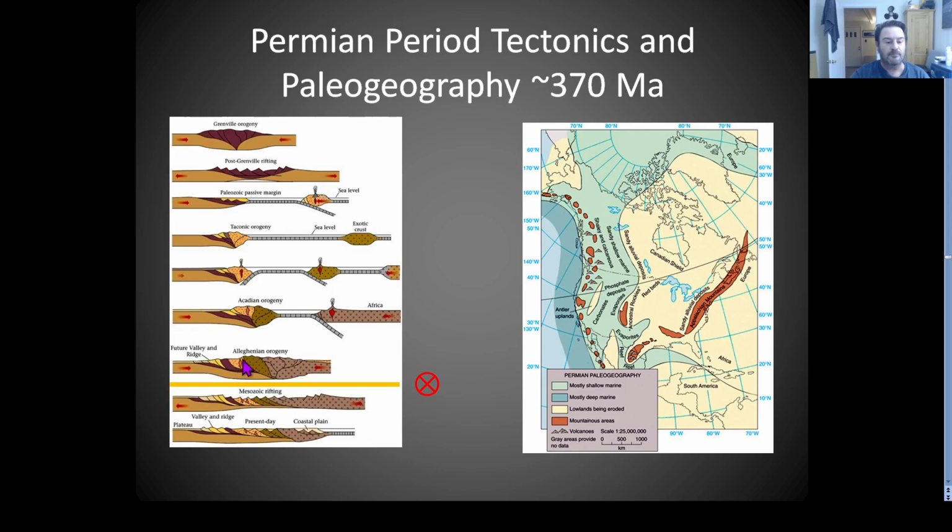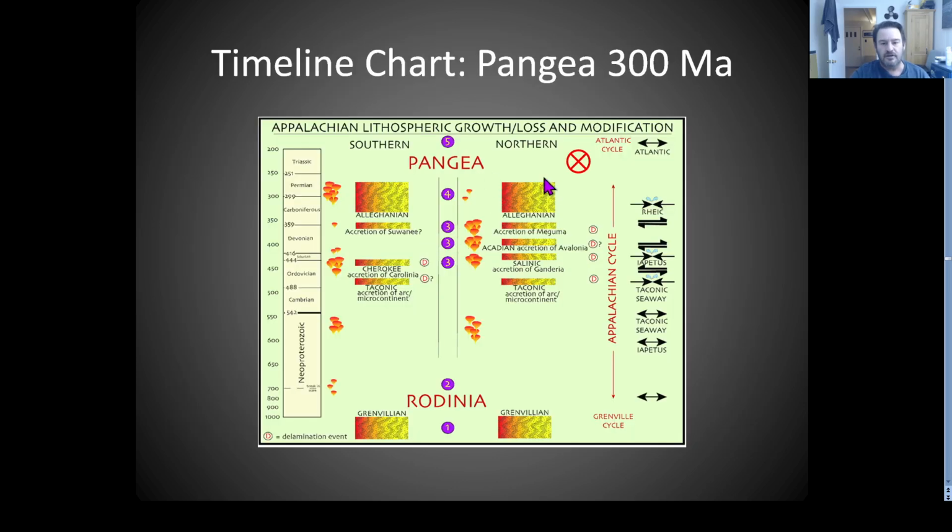And now we have gone past the Alleghenian Orogeny. Africa's hit, and we're in a period right in between before everything starts to split apart. And so I put this line right here. Timeline chart. Yep, we are above Pangaea, and now we are about to basically embark on the opening of the Atlantic.